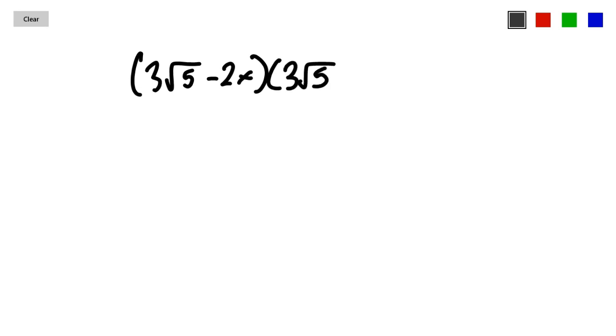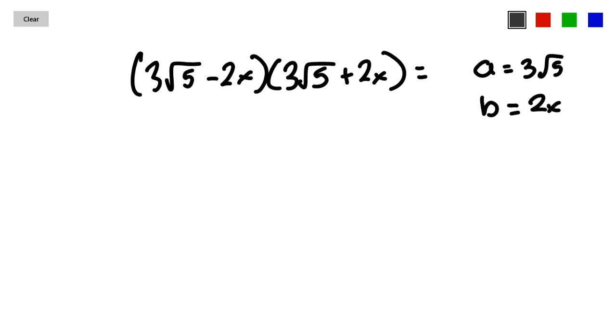Let's say that I had 3 times the square root of 5 minus 2x times 3 times the square root of 5 plus 2x. So again, we have a pair of conjugates where a is equal to 3 times the square root of 5 and b is equal to 2x. So we know when we multiply these out, we're going to get something in the form of a squared minus b squared.